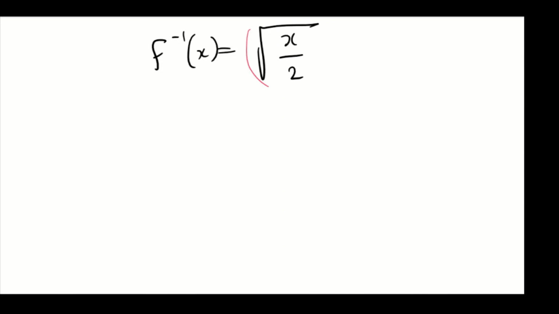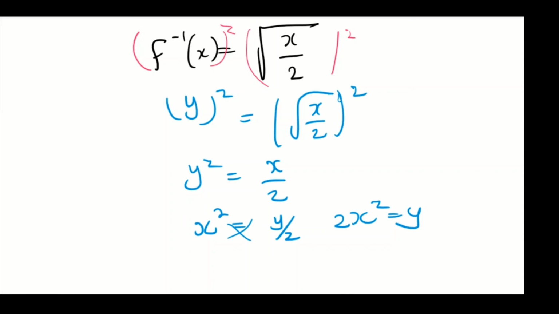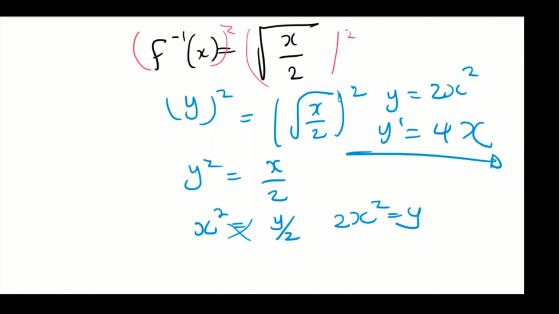So what you need to do is square both sides. We know that this is the inverse, which you can write as y, so we square it and we square the x over 2. So we're going to have y squared is equals to x over 2. Then since it's an inverse, we have to swap. Where there's x, you put y, where there's y, you put x. So here it's going to be x squared is equals to y over 2. Then we cross multiply. So it's going to be 2x squared is equals to y, right? So now we derive this. How do we derive y is equals to 2x squared? We derive, it's going to be 4x. So this is the derivative that is required.